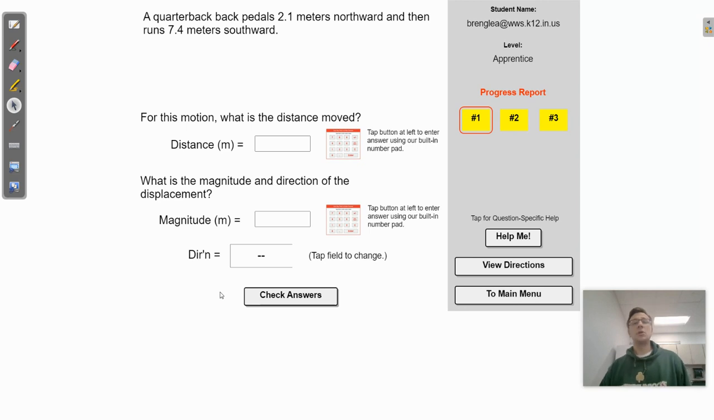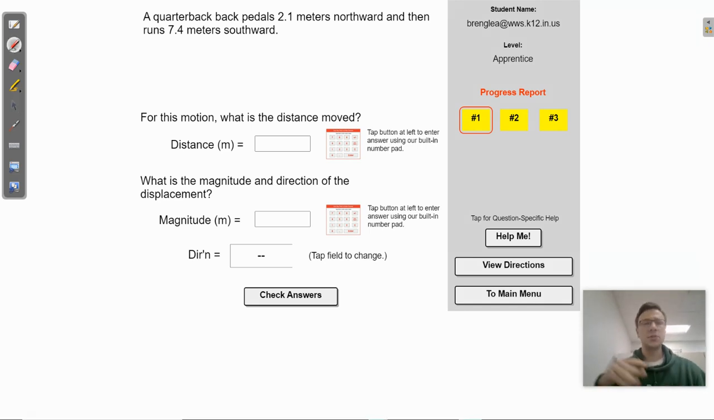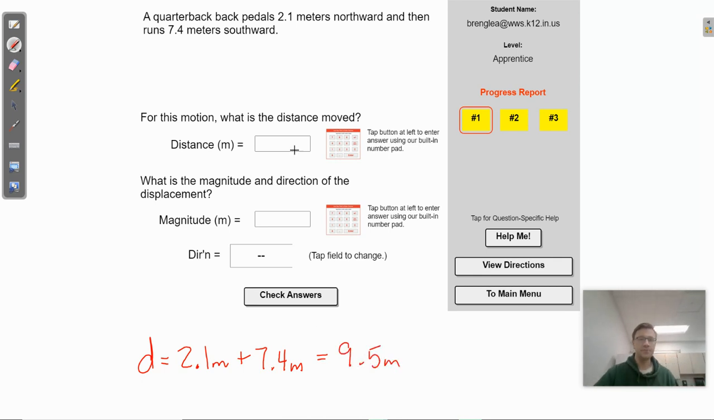And the first thing we're always going to do is find the distance. It says a quarterback backpedals 2.1 meters north, then runs 7.4 meters south. When we're solving for distance, distance is the total path that's traveled. So it doesn't matter which direction the person or the object moves. It's just about how far they went. So for this problem, distance is going to be equal to 2.1 meters plus 7.4 meters. Okay, so this is going to end up being 9.5 meters of total distance here.